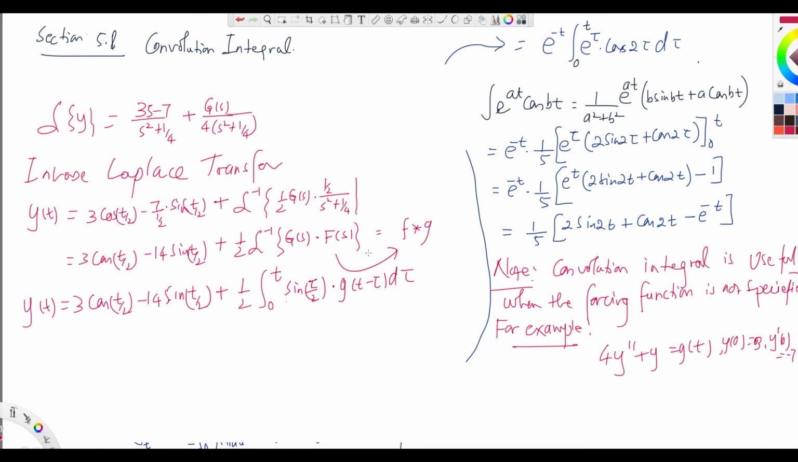Basically, the convolution integral is very useful when you are trying to find the inverse Laplace transform. Okay, guys? Alright, so this is the end of chapter 5. Next, I will post some videos on how to solve a differential equation using the numerical method, meaning that not all differential equations can be solved by the methods we have learned so far. In that case, we use the numerical method.